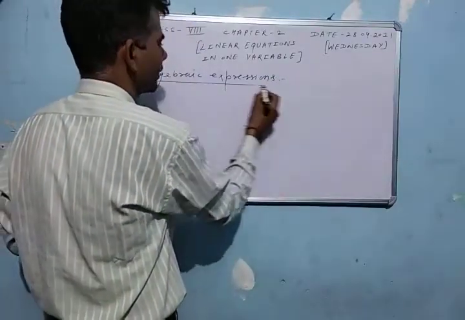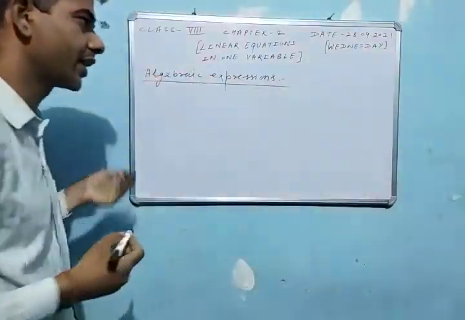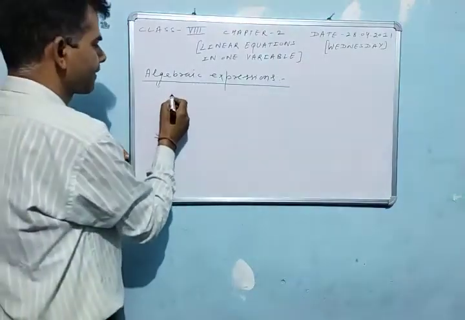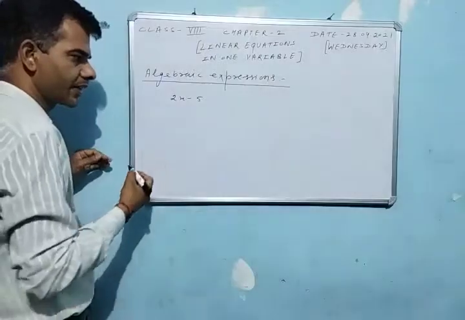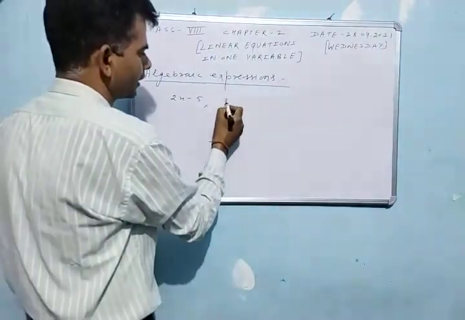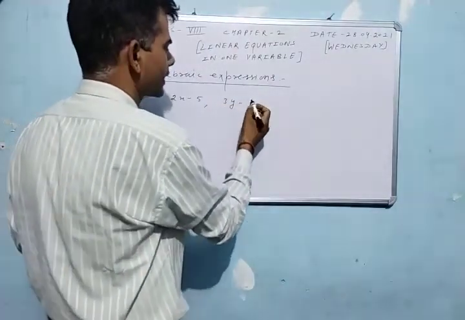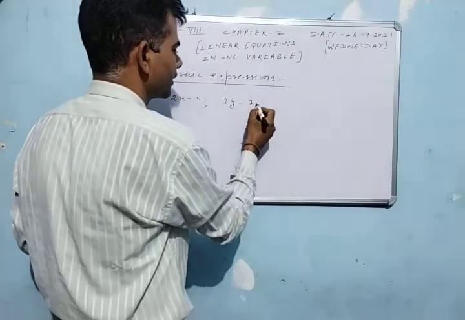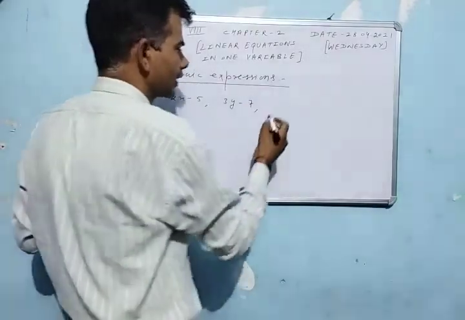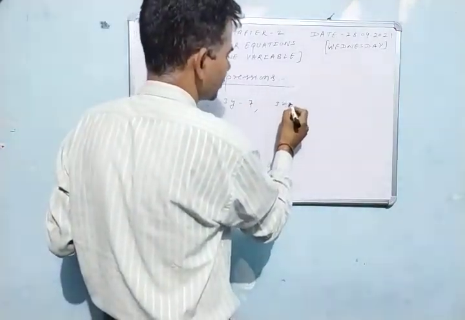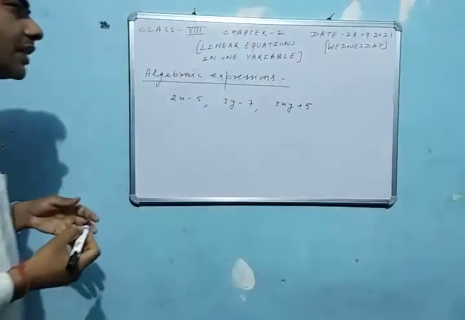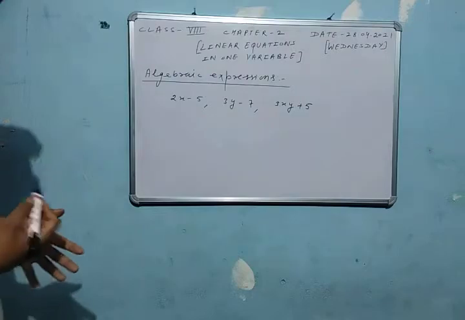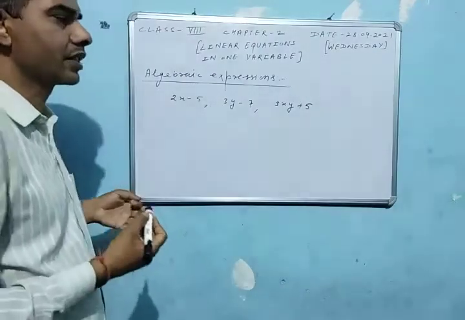Students, what are algebraic expressions? Examples of algebraic expression: 2x minus 5. These are algebraic expressions. 3y minus 7. This is an algebraic expression. 3xy plus 5. These are examples of algebraic expressions. Now students, we will study about equations.